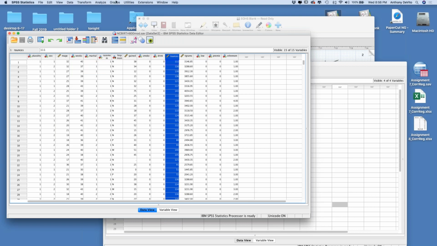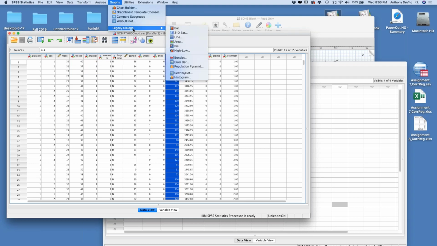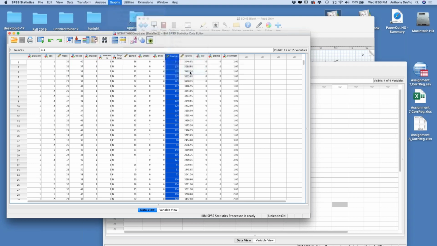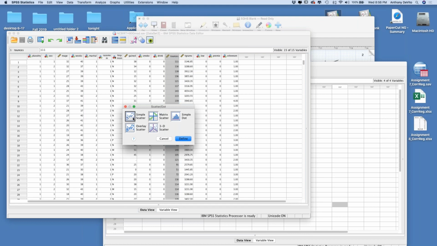So first thing I'm going to do is go up here to Graphs, Legacy Dialogues, go to Scatter Dot, and I'm going to have to pause for a second and take care of something. I'm going to pause the recording.